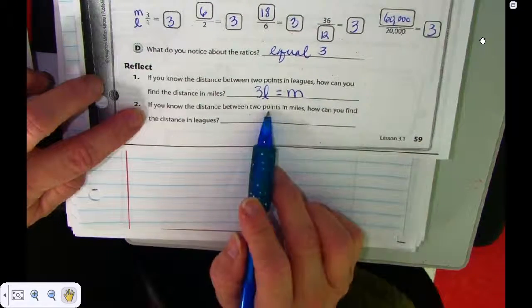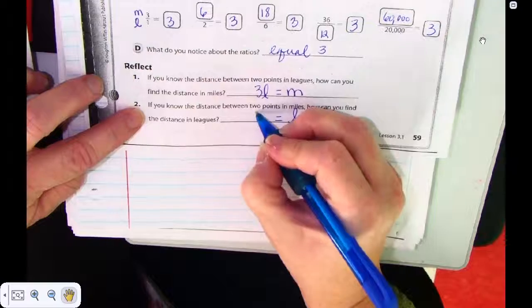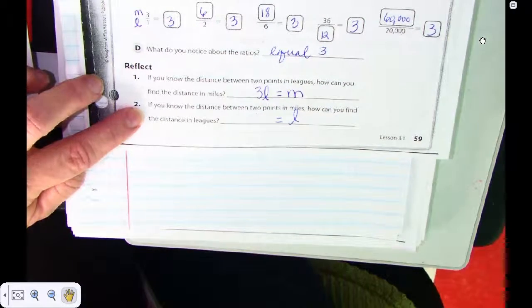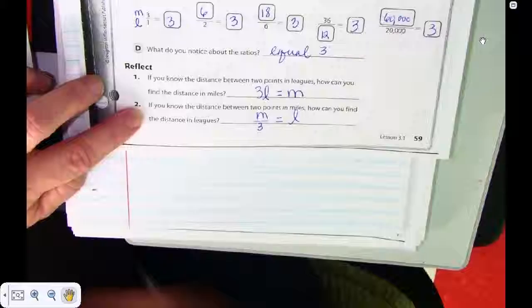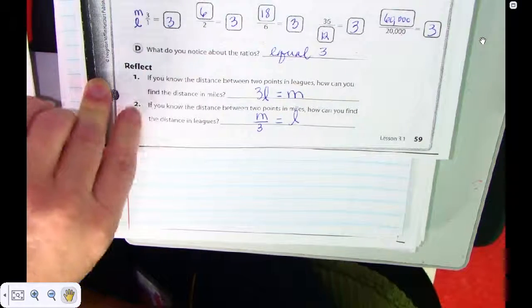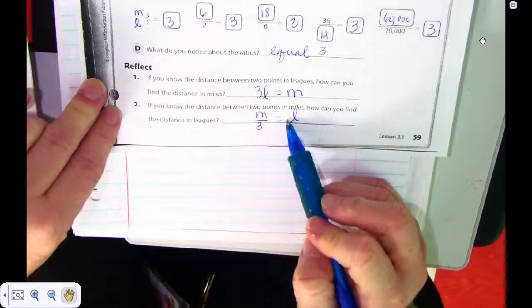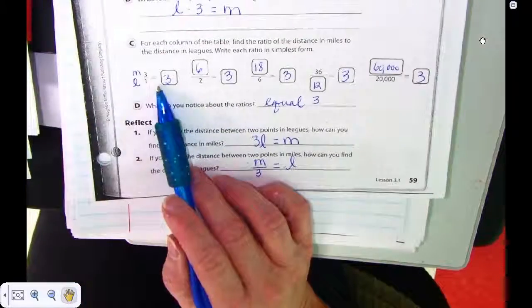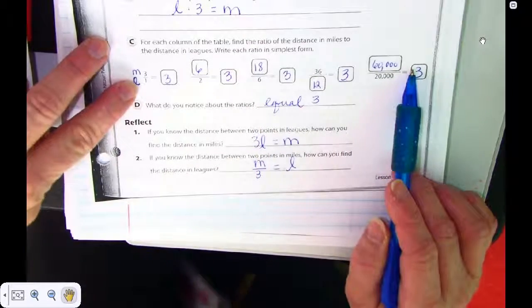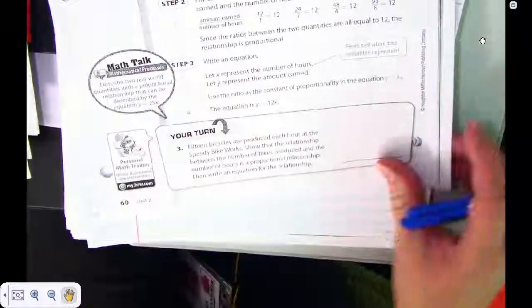If you know the distance between 2 points in miles, how are you going to find the leagues? Divide what? Come on, somebody help them. What did we do up there? There you go. Miles divided by 3 to get the leagues. Somebody said leagues. You're going to divide the miles by 3 to get the leagues. Does that make sense? Okay. So on this right here, when we divided, we got 3. That's called the unit rate. We're going to find another name for it on the next page, page 60, at the top.